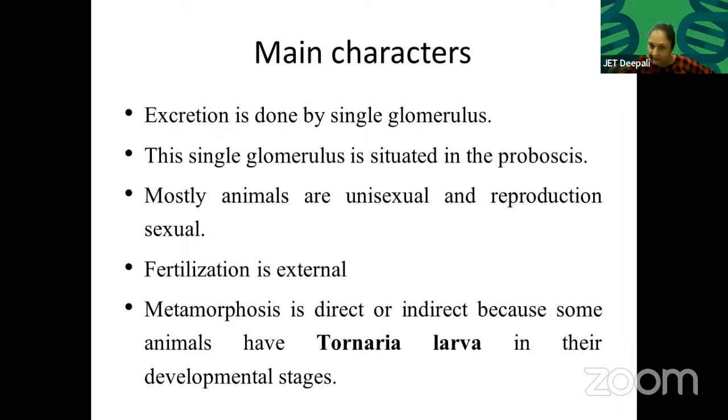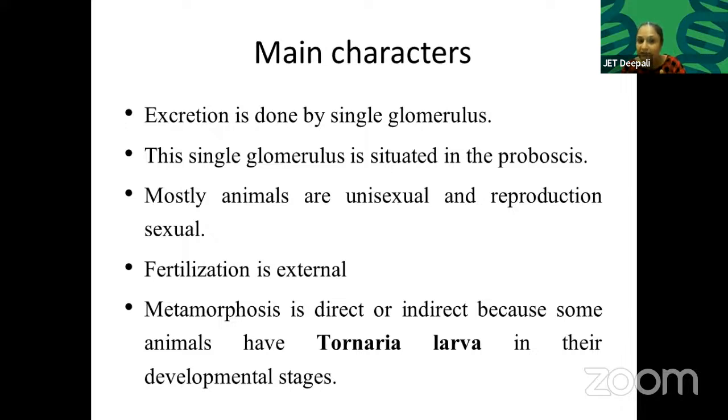It is a cup-shaped glomerulus. You must have read about the glomerulus in class 10th or 9th. It is a part of the nephron. So they have a single glomerulus for excretion, and this single glomerulus is situated on the proboscis. We are considering the proboscis as the head, so they have their excretory part on the head.